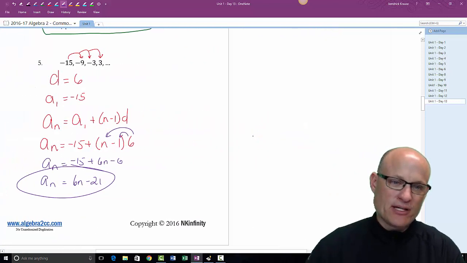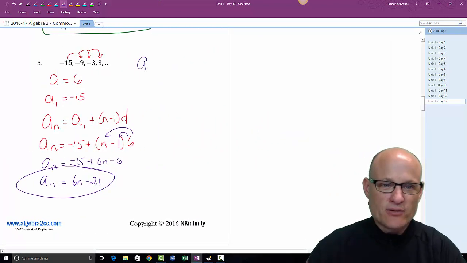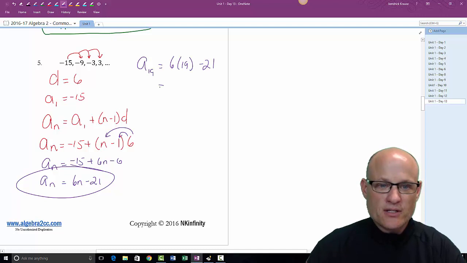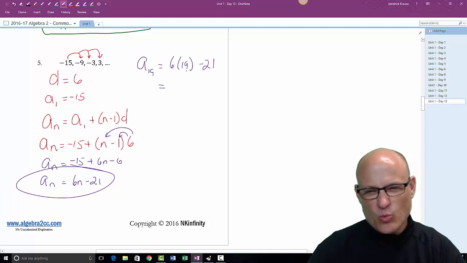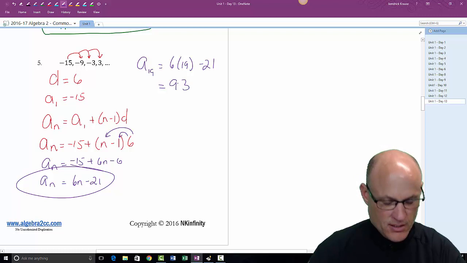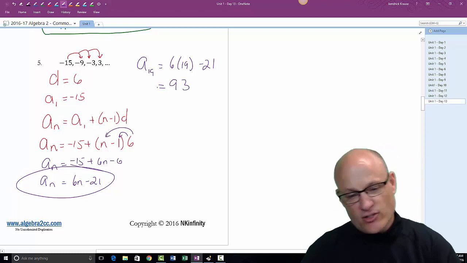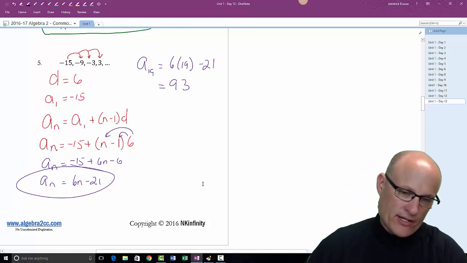And I've got to find a sub 19, so let me do that real quick. a sub 19 is equal to 6 times 19 minus 21. So 6 times 19 is 114, minus 21 would be 93. That's it, kids. I could have used my calculator, but I chose not to. I used the brainage.